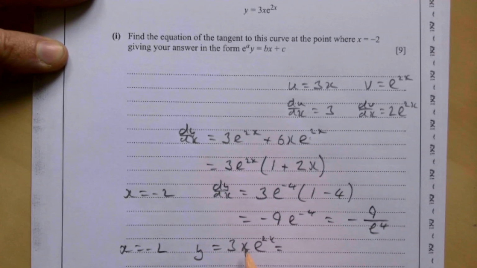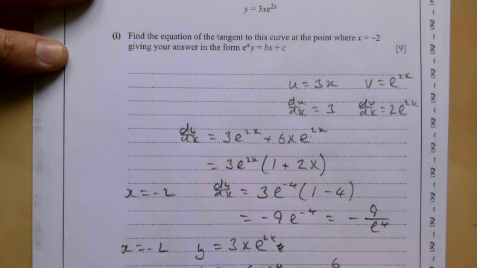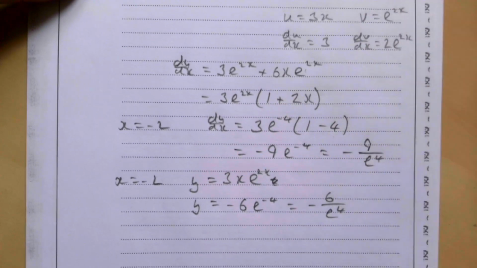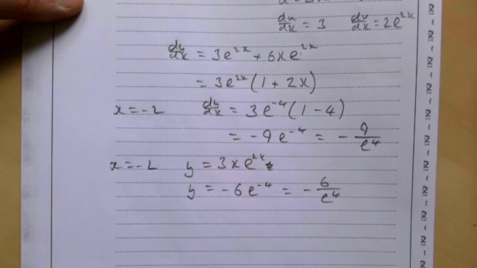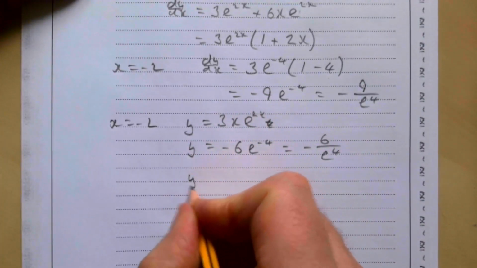So if x is minus 2, we're going to have y minus 6e to the minus 4. And again, that's minus 6 over e to the 4 if we want to write it like that. And that's fine. So here's a couple of different ways. We can do y equals mx plus c, or we can go y minus y1 equals m(x minus x1). So for this, I'll just go y equals mx plus c.